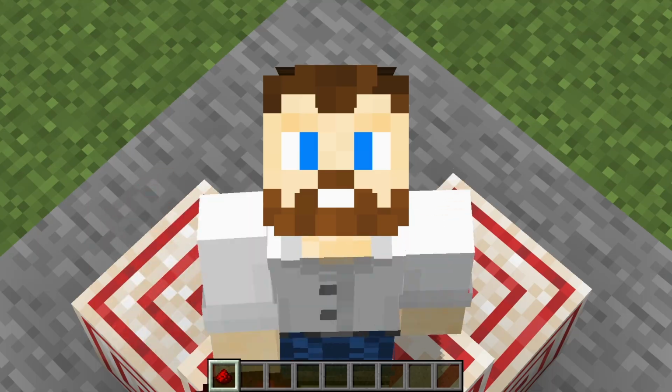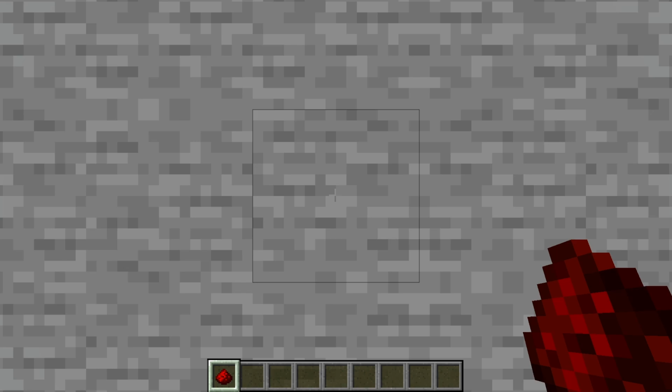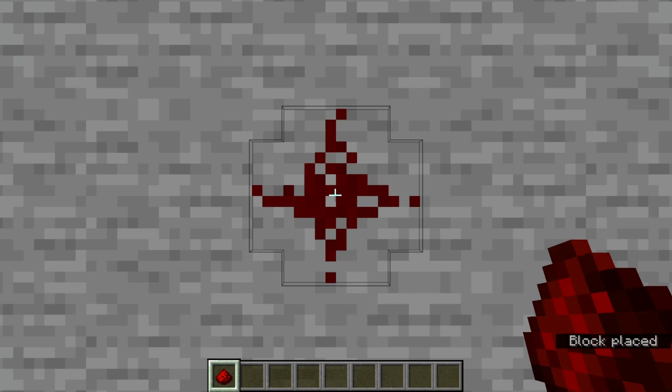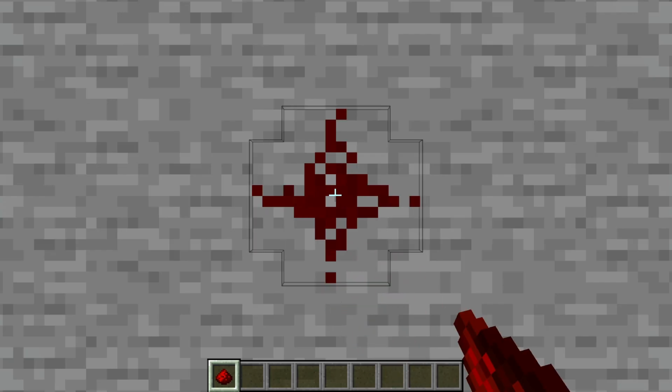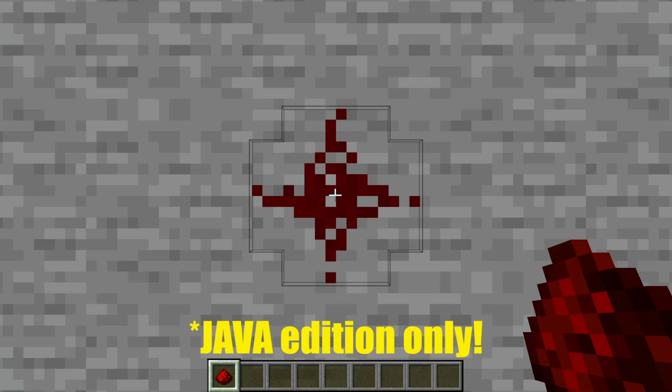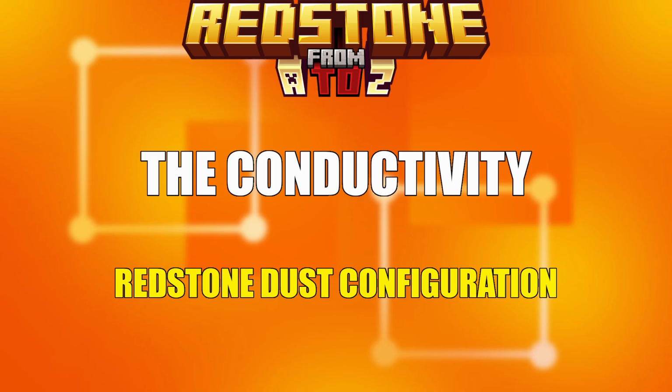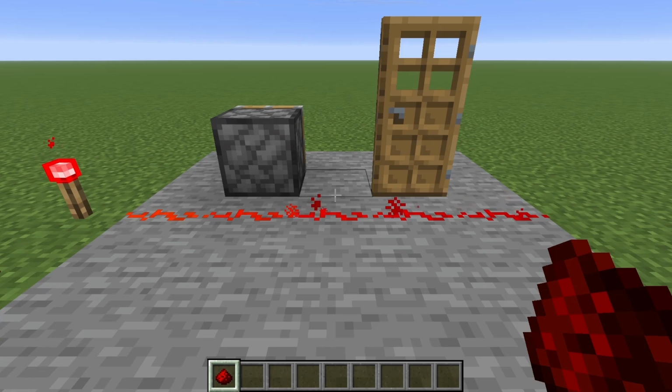You're welcome, Mojang. When there are no adjacent components, a single redstone wire configures itself into a cross sign, which can provide power in all four directions. By right-clicking, it can be changed into a dot, which does not provide power to any of the four directions, Java edition only.